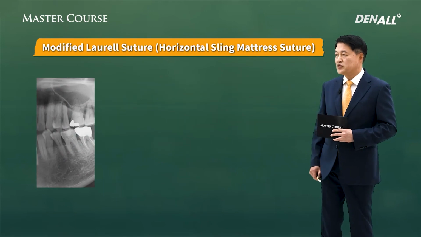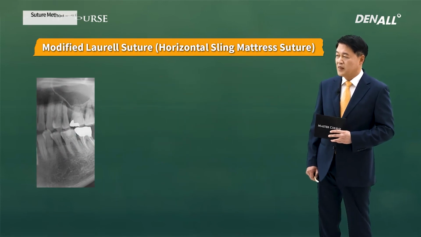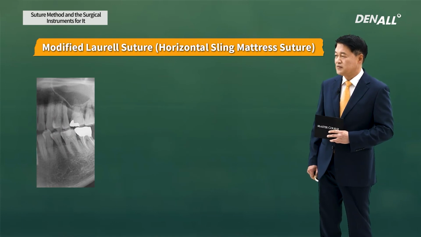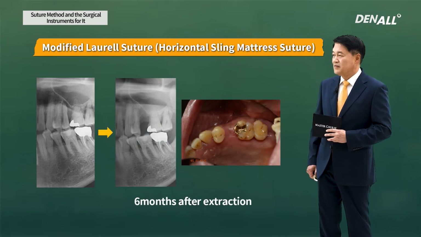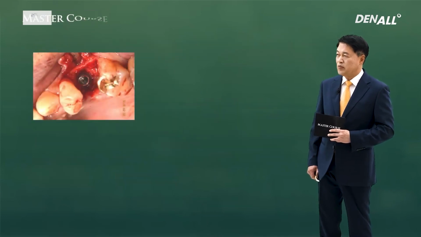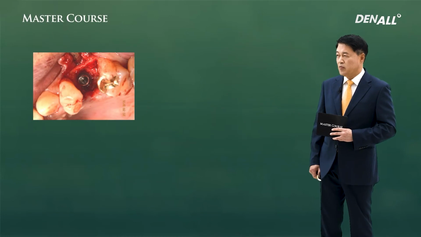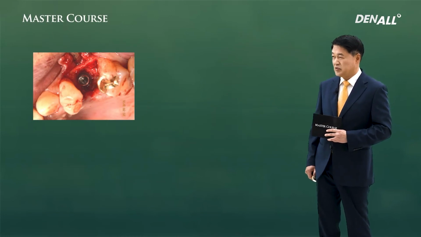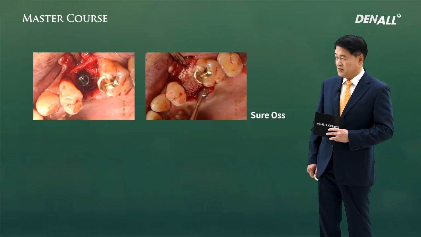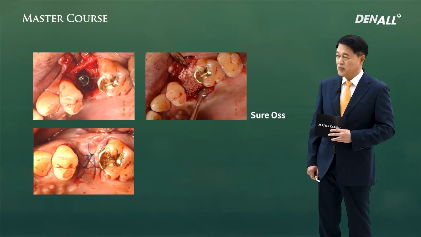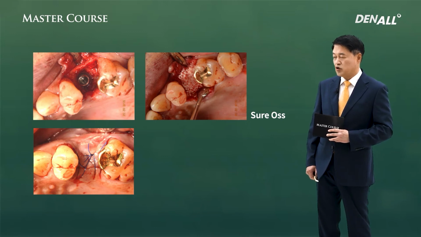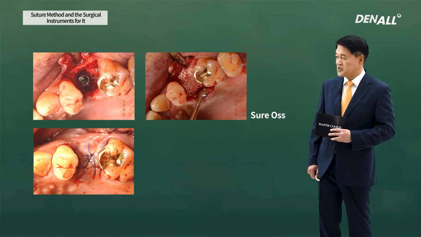In this clinical photo, we extracted number 25 due to periodontitis, and after 6 months, the patient came in for implant placement. After placing the implant, there was a bone defect, so on the buccal and lingual side, you see a lot of gap. So first, using Sure Oss, GBR was performed, covered with the membrane, and the modified Laurel suture on the important center part was performed. So we tucked on the buccal side.